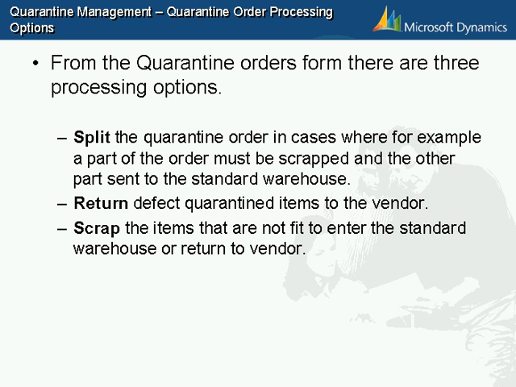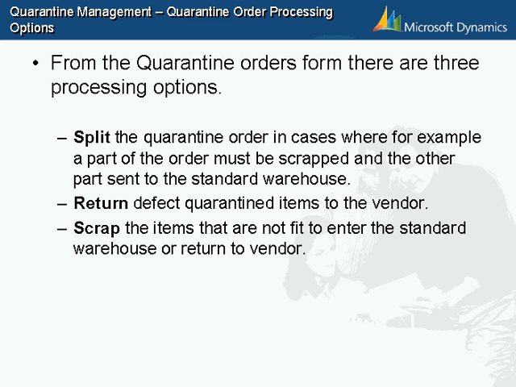During the quarantine order processing, the quarantine items can be split, returned, or scrapped, depending on the item's condition. These options are available in situations where the quarantine order or part of an order is not ready to be put into the standard warehouse or up to a required standard. So sometimes we need to split the quarantine order, in cases where, for example, a part of the order must be scrapped and the other part sent to the standard warehouse.